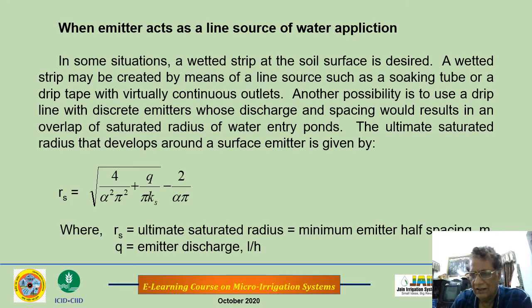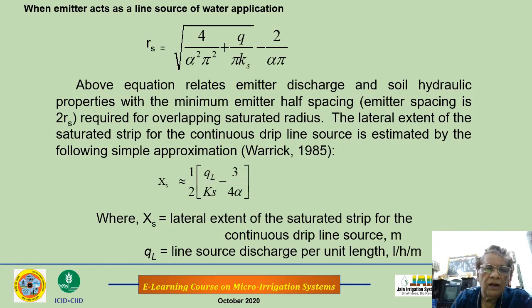Now, next, further deriving this relationship, we can come to the solution suggested by the work in 1985, where it says the lateral extent of the saturation strip for the continuous drip line source. Ultimately, effective radius can be brought into the effective width, that is the 2RS in fact.